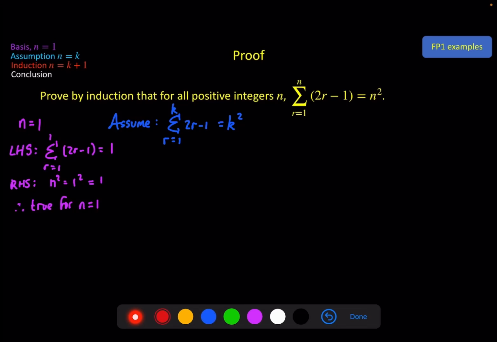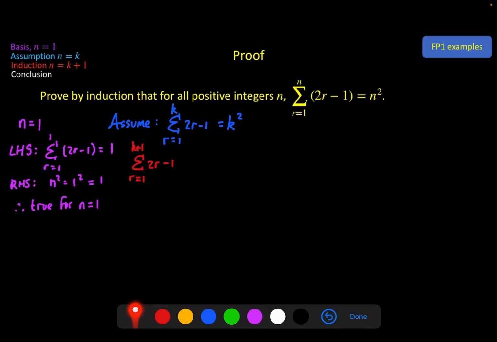So the next step, the inductive step, the important step where most of your work is going to be, is I need to prove the sum from r equals 1 to k plus 1, the next one, of this same series, 2r minus 1. I need to prove that that is this thing with a k plus 1. So instead of k squared, what I should end up with is k plus 1 all squared. If that's the case, then I've proved it. How do I do that?